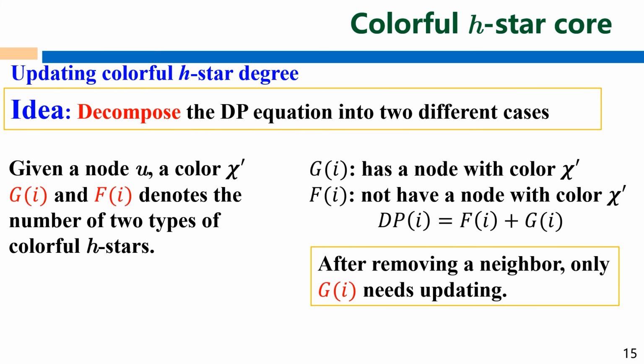Specifically, let's consider a node U and a color value. The node U has 2 types of colorful edge stars, with or without a node having the given color. Let G_i and F_i denote the number of the former type and the latter type respectively. Therefore, after removing a node, only G_i needs to be updated.